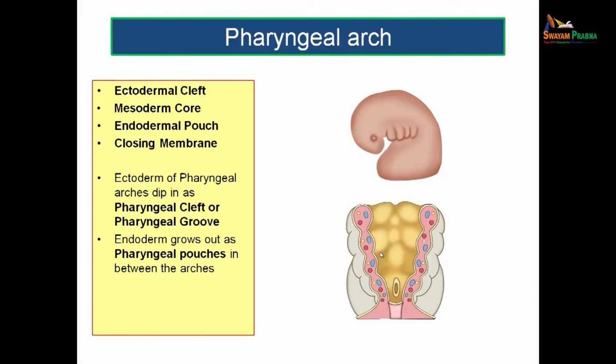Now you can see that the ectodermal cleft is otherwise known as pharyngeal cleft or pharyngeal groove. Similarly, the endodermal pouch on the inner aspect is known as pharyngeal pouch. So these clefts and pouches are actually seen between the arches. So this is the ectodermal cleft, this is the mesodermal core, this is the endodermal pouch, and you have the closing membrane between the ectodermal cleft and the endodermal pouch.